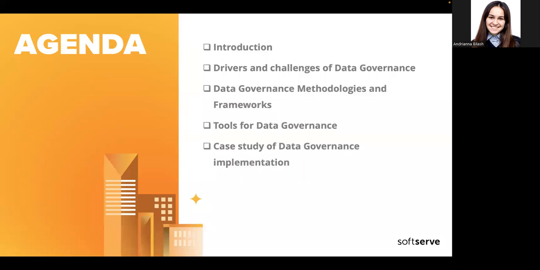available for use. I'm not gonna dive too deep into the technical details. It would require a separate session to cover each particular tool. I will just give you some kind of landscape overview. And if you're really interested in researching any particular one, you can always reach out to me, or we have guys who are experts in particular technology. And at the end, I will give you a case study of a project that Softserve has done for one company that was related to data governance.